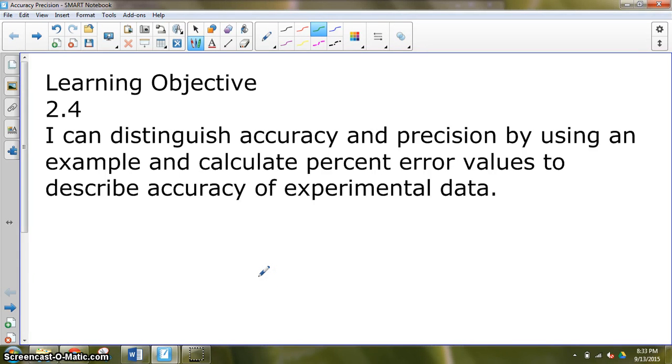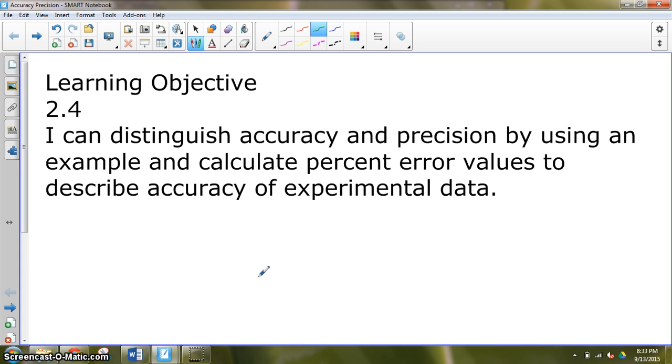Hello and welcome to our discussion of accuracy and precision. With our density lab, we will be doing some measurements, and how we take those measurements is going to affect how accurate we can be in our description of our answer and how precise our measurements are going to be. Sometimes these words are used interchangeably, but they actually do mean separate things.